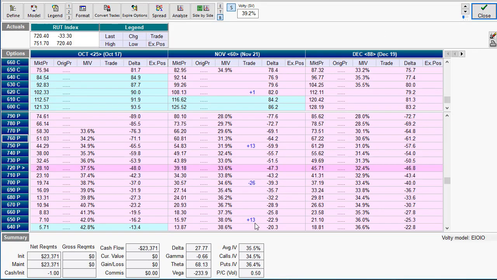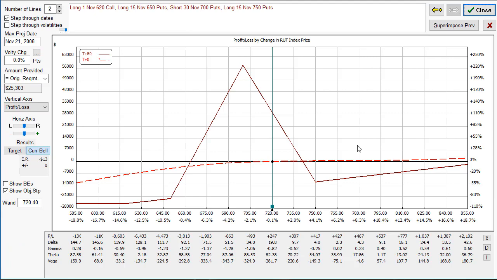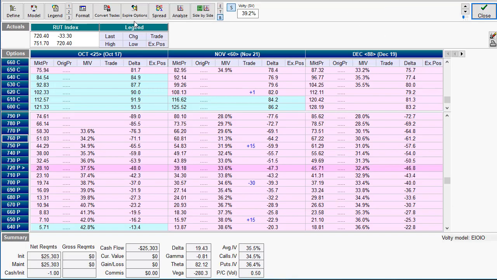So what we'll say is, well, maybe we'll just do 12. Let's do 12. No, that's even more. Oh, perfect. There we go. All right, so it keeps us above the T+0 line, but it gives us still a little bit of room to the downside. We will convert that trade.